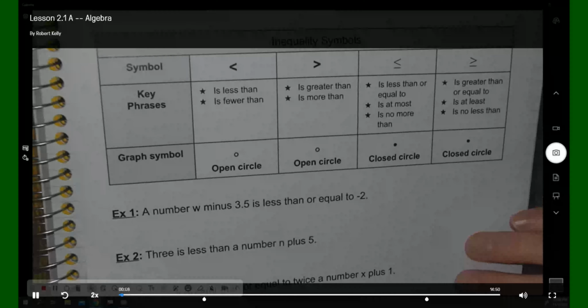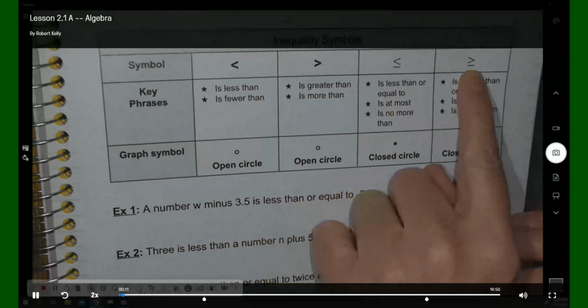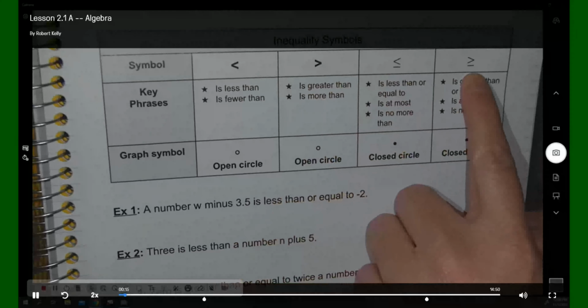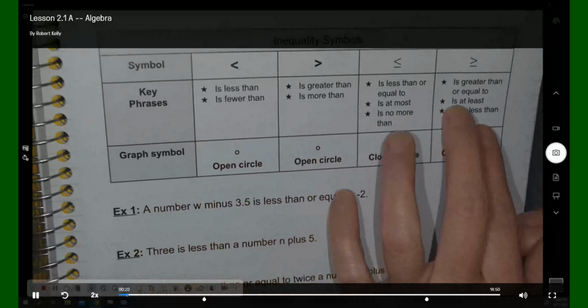This is lesson 2.1a. In this lesson, we're going to start talking about inequalities. A couple things as some reminders. Here are the symbols we use for inequalities: less than, greater than, less than or equal to, greater than or equal to. Some key phrases once we get into writing inequalities.